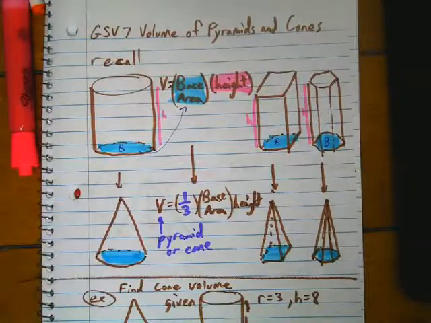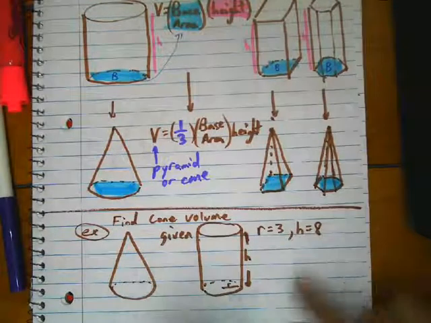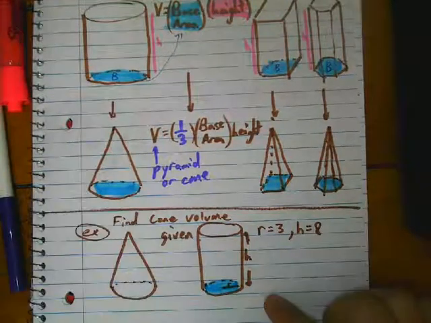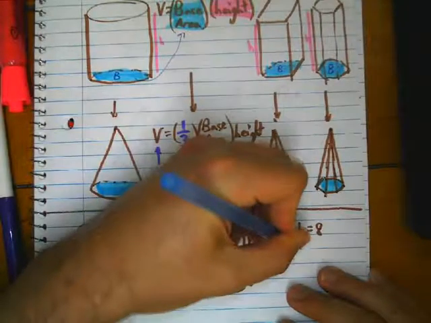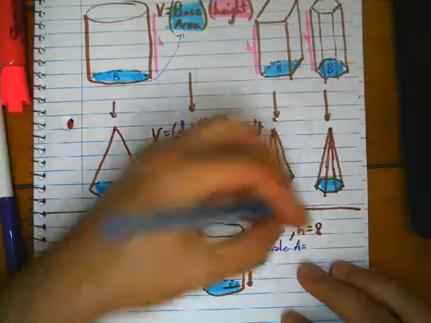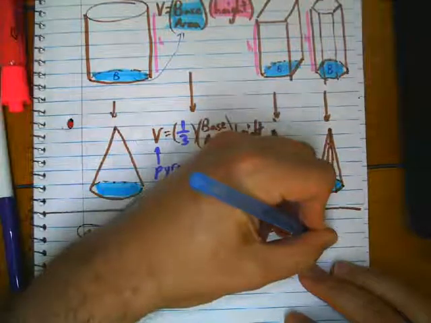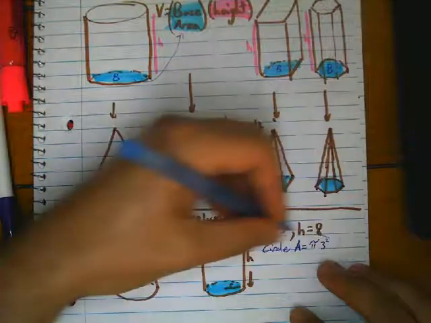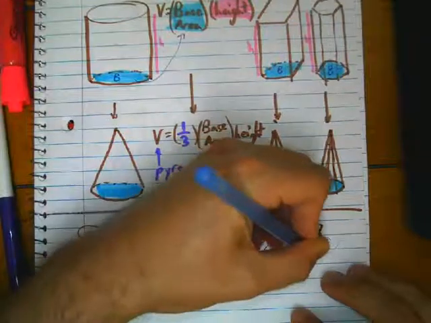Okay, so let's look at an example right here. We've got this cone here. We know that the radius is 3. So the first thing we need to do is find the area of the circle. The circle area is pi r squared. So pi times 3 squared is going to give me the area of the circle, and that's going to be 9 pi.